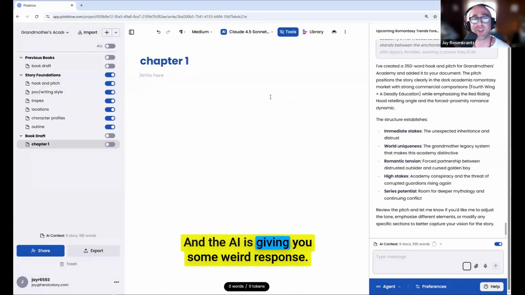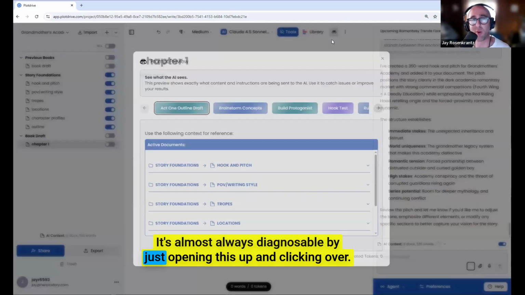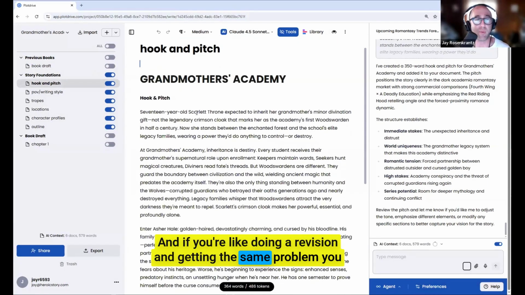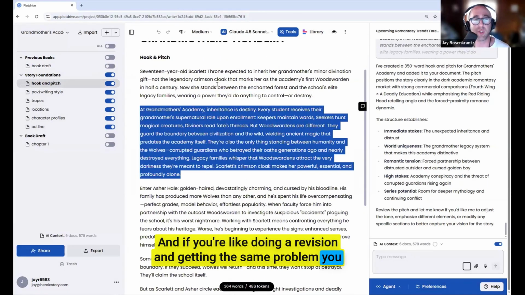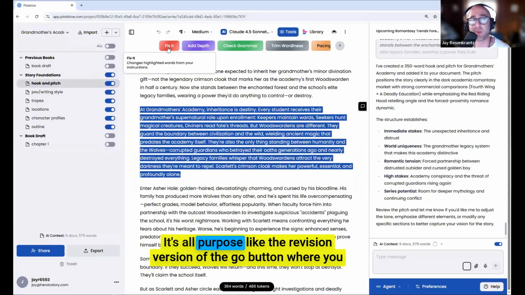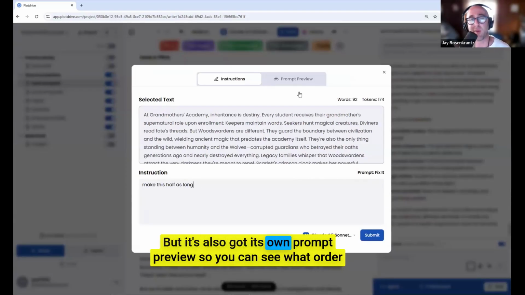And the AI is giving you some weird response. It's almost always diagnosable by just opening this up and clicking over. And if you're doing a revision and getting the same problem, this Fix It button is really great. It's all-purpose, like the revision version of the Go button, where you can just click, select text, and tell it to do anything, like make this half as long. But it's also got its own prompt preview.